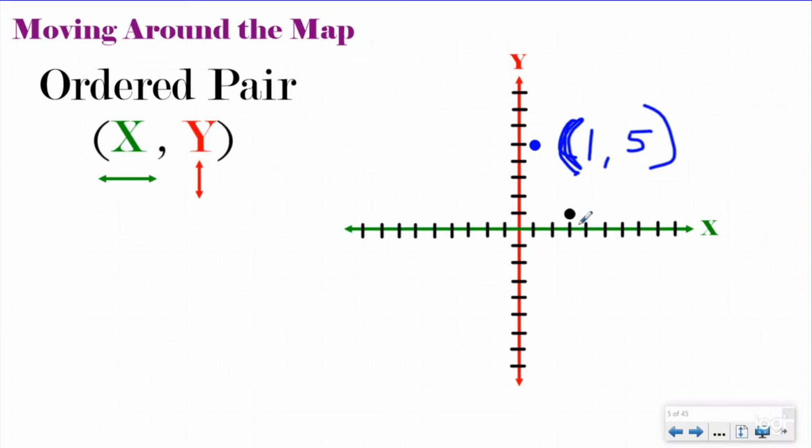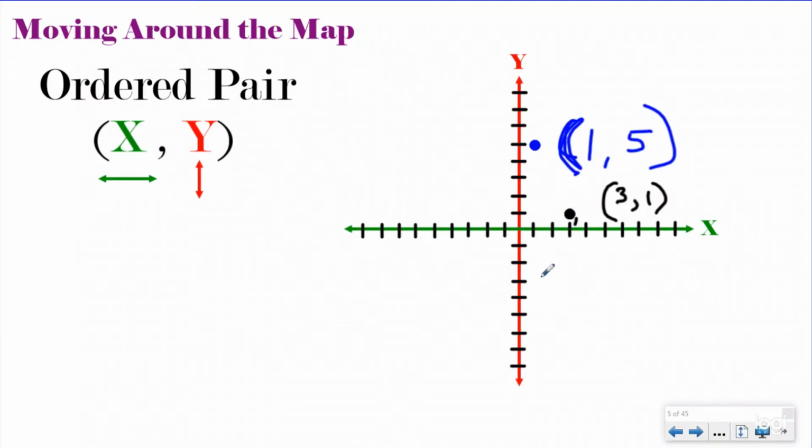Now if I want to know the ordered pair for my black dot, I always start at the origin, and I'm going to move over 1, 2, 3, which means my first number, my x coordinate, is going to be 3. Then I went up 1 on my y-axis, so my y coordinate is going to be 1. So the directions to get to my black dot from the origin are 3, 1.